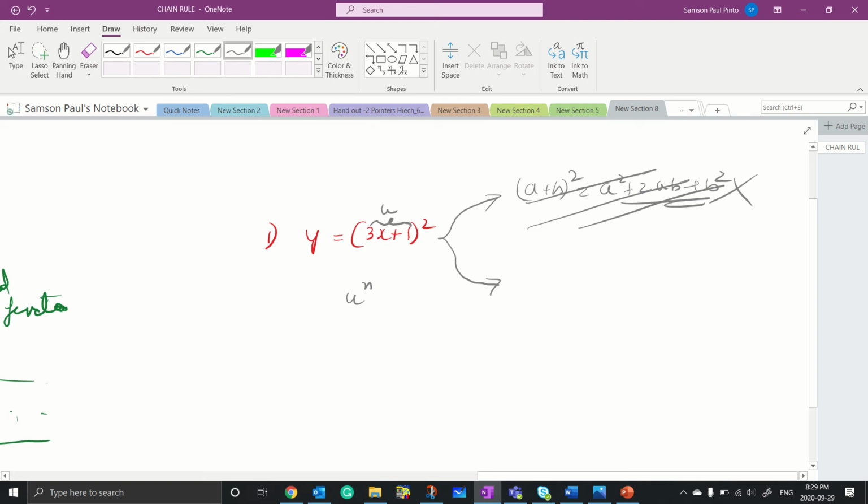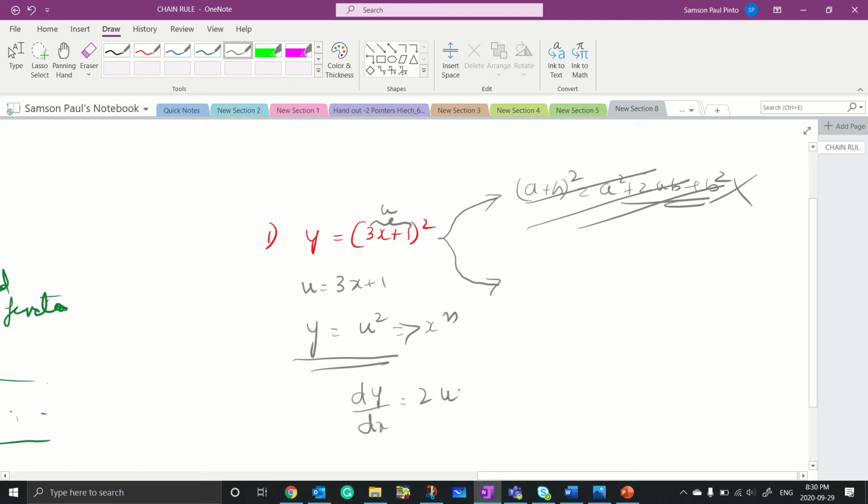Okay, so now what you are going to do is, let us do it in that way. I'm going to substitute a function u in place of 3x plus 1 and write down y as u square. Then I'm going to differentiate y regularly using the formula which I use for x power n. So the formula I use for x power n gives dy by dx is 2 times u.